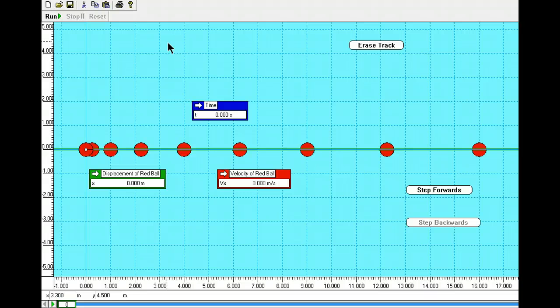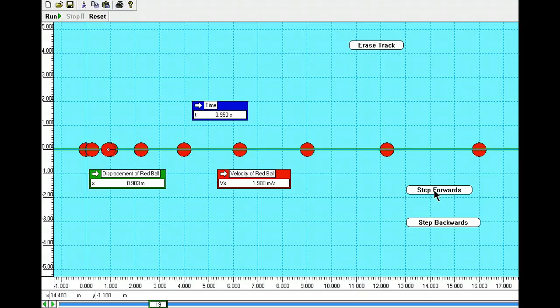Then we're going to step forward and collect data, again from the green displacement, how far we are from where we started, and the red velocity. These are the same colors your book uses for those vectors, and for various points of time. So at 0 time we have 0 displacement and 0 velocity. Then we step forward to 0.5 seconds, and that is 0.25 meters and 1 meter per second.